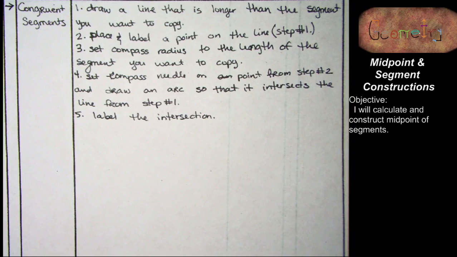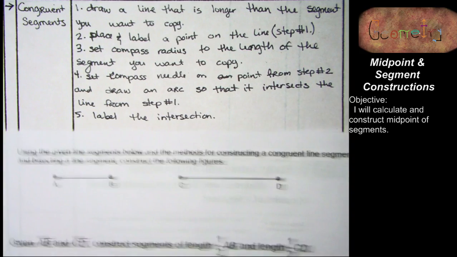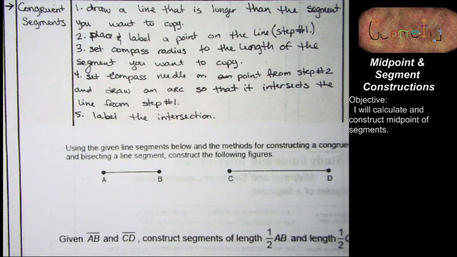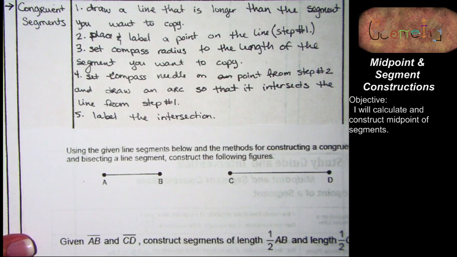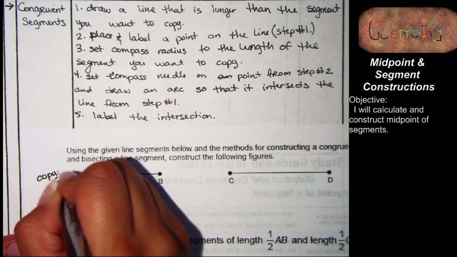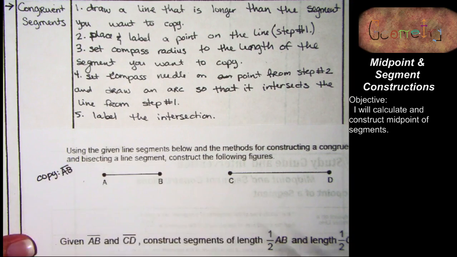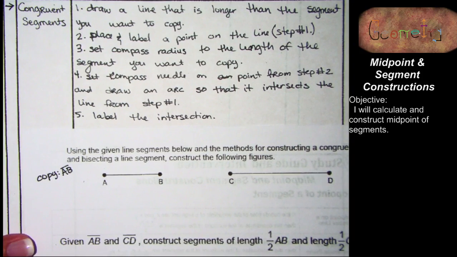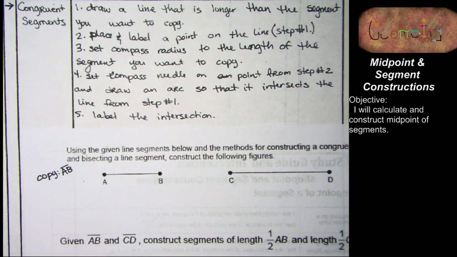When you're done writing down your steps, take out your study guide, where we are going to copy line segment AB. And we're going to use the 5 steps that we just wrote.